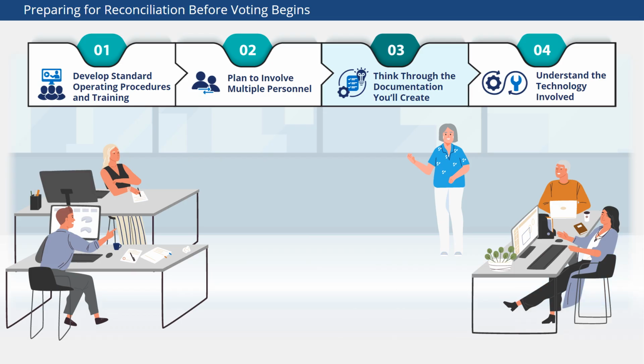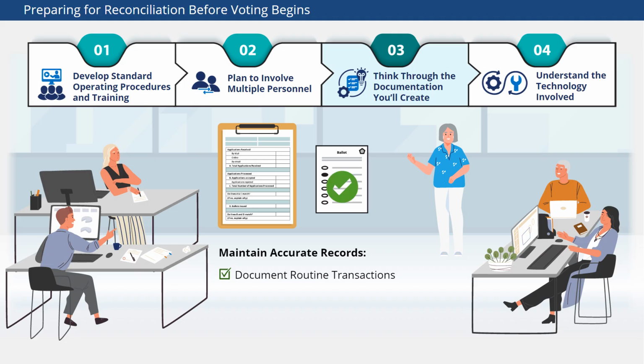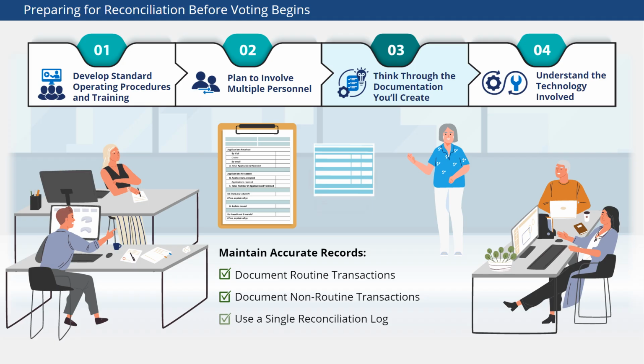3. Create thorough documentation. It is important to maintain accurate records throughout the reconciliation process. This includes documenting routine transactions, like the successful issuance of a ballot, but also non-routine transactions, like when a ballot is reissued to a voter. Creating a single reconciliation log that follows a batch of ballots through the process can also make it easier to ensure they're accounted for properly at each step.